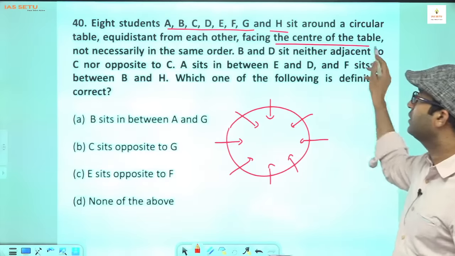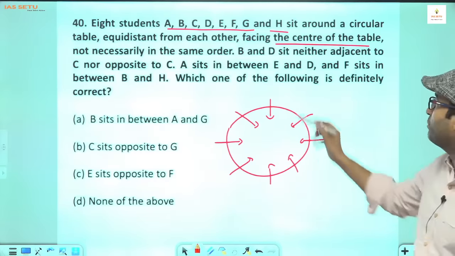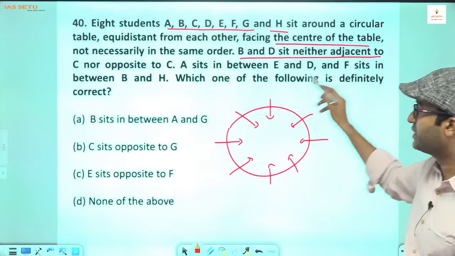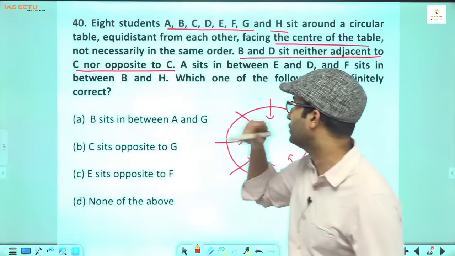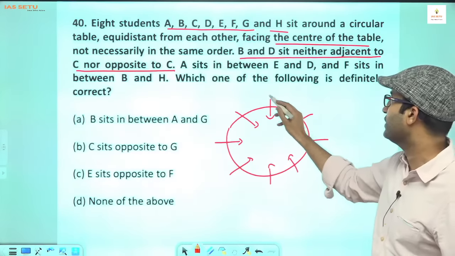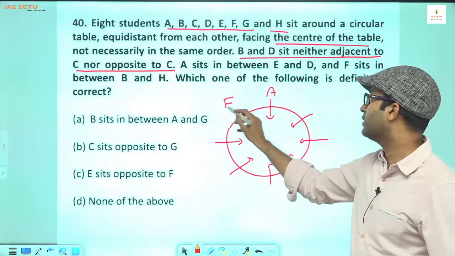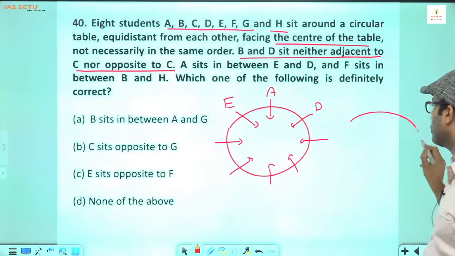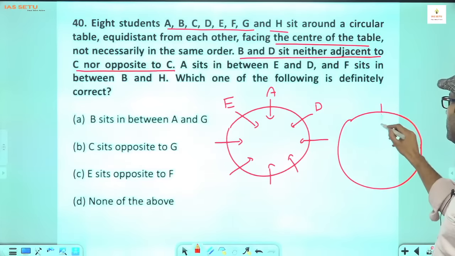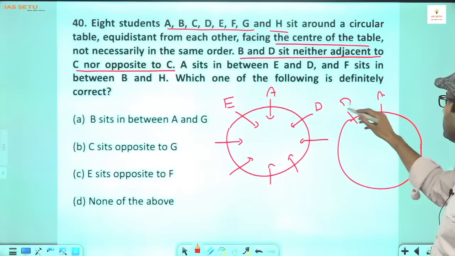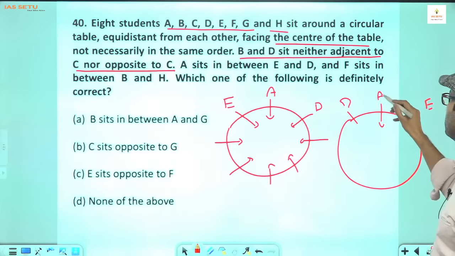From each other, not necessarily in the same order. B and D sit neither adjacent to C nor opposite to C. A sits between E and D. I take A here, E here, D here, but you have to take one more possibility. Here A is here, it can be D here, it can be E here.